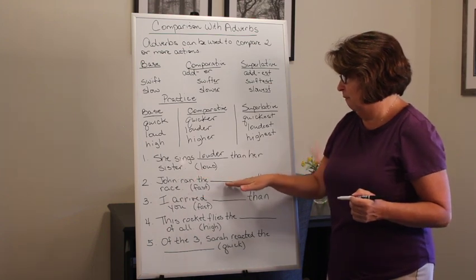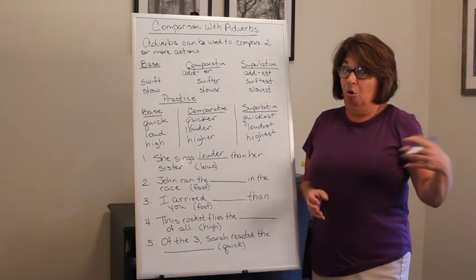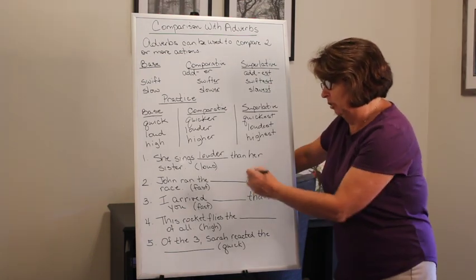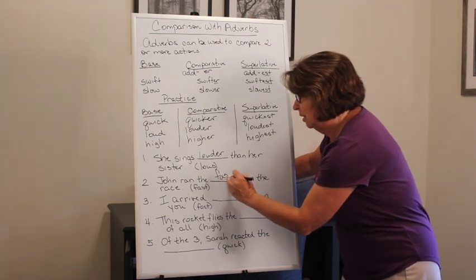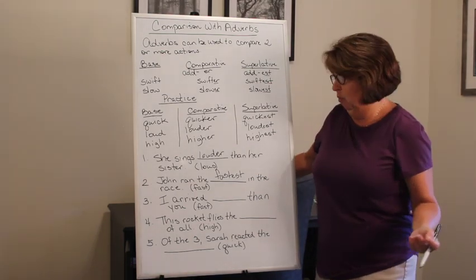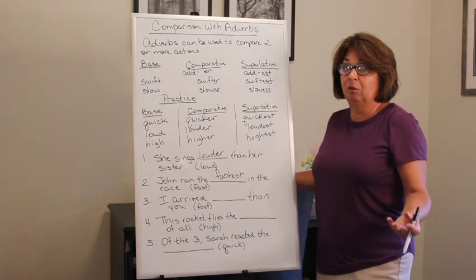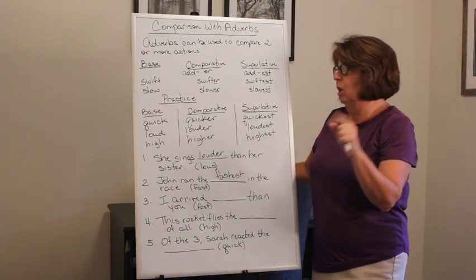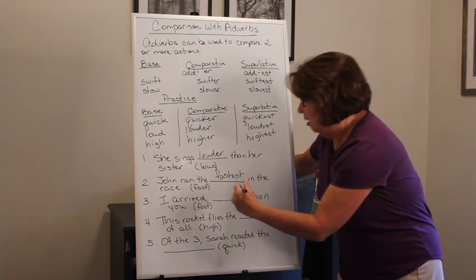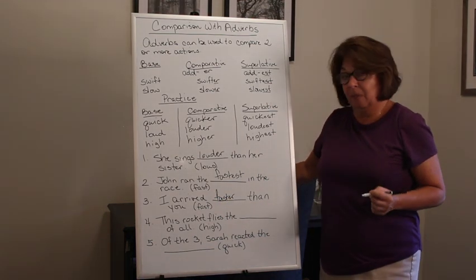All right, you try the next one. John ran the fast in the race. So in a race, is there normally a whole bunch of people or just one or two people? What do you think? All right, so John ran the fastest would be correct in the race, because generally we've got a whole bunch of people racing. I arrived, and the word is fast, then you. How many people are we comparing? I and you, so we have two. So we know we're in the comparative form. So I arrived, how are you going to spell it? With what on the end? F-A-S-T-E-R. Faster than you.